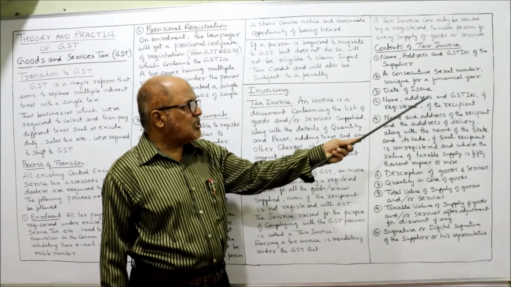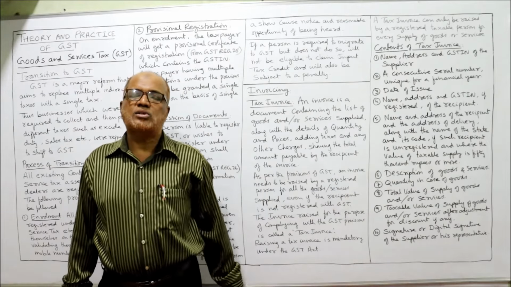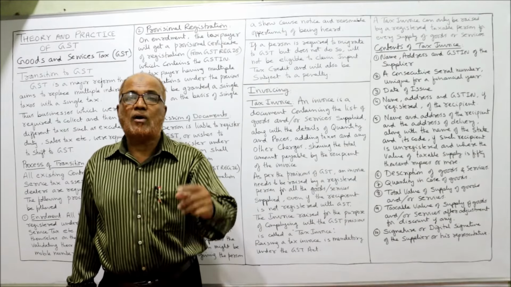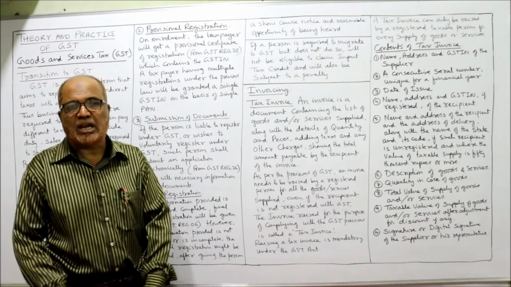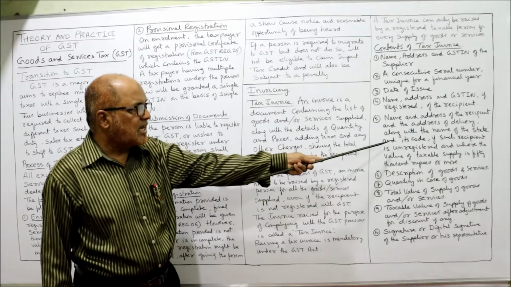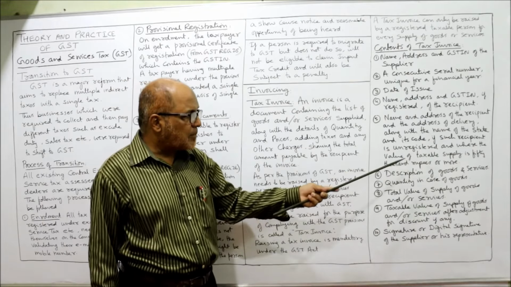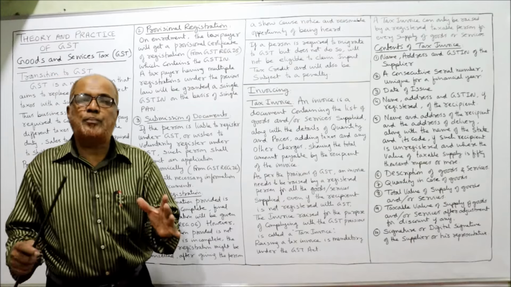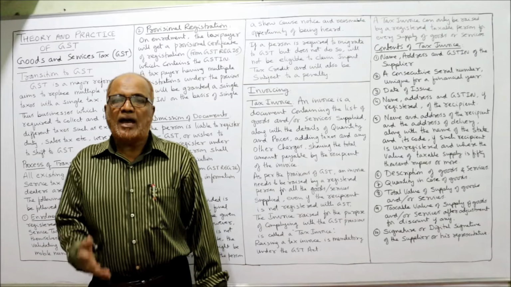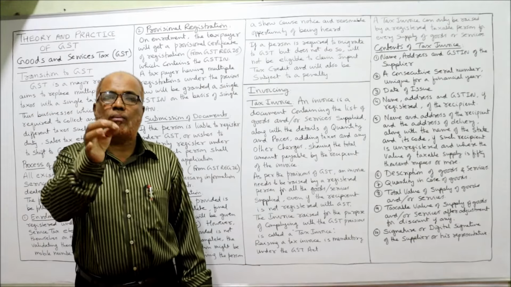Next one: name, address and GSTIN, if registered, of the recipient. If the recipient of the goods and services is a registered person, then the name and address of that recipient should also be written in the invoice. Name and address of the recipient and address of delivery, along with the name of the state and its code, if such recipient is unregistered and where the value of taxable supply is 50,000 rupees or more. Suppose the recipient is an unregistered person and the value of the goods supplied or services given is 50,000 rupees or more.